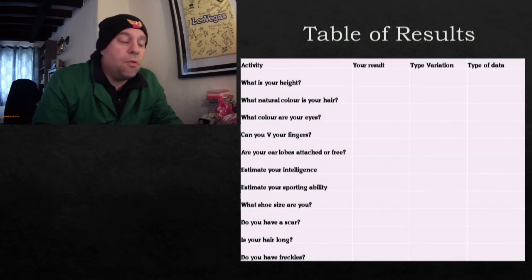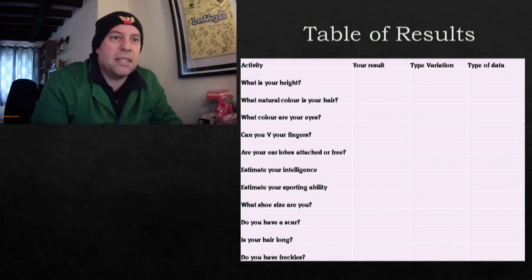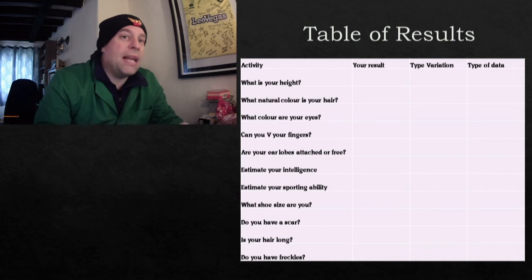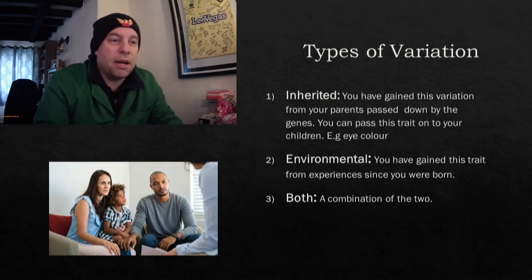So once you've completed that table, you will have completed the first two columns. Well, the first column is done for you. It's the activities. The second column is your result. So what we now need to do is to look at the types of variation. Now, for this, you're going to have to decide on each of these which type of variation it is. And there are three types, well, two types, and then a combination of the two.